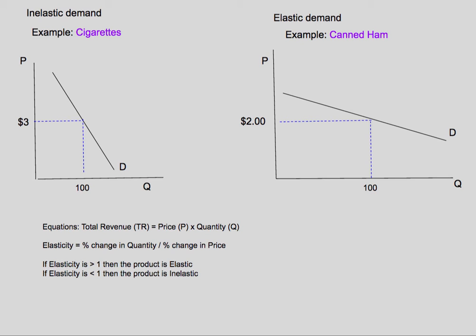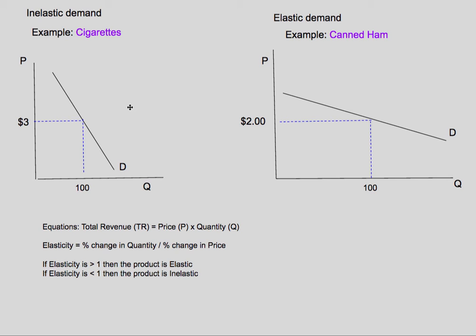And I have two products here. One is inelastic and one is elastic. As you'll notice, the demand curves are different. An inelastic demand curve, such as here, is more vertical, and elastic demand is more horizontal. So in this example, we're going to talk about also how total revenue is affected by elastic and inelastic demand.